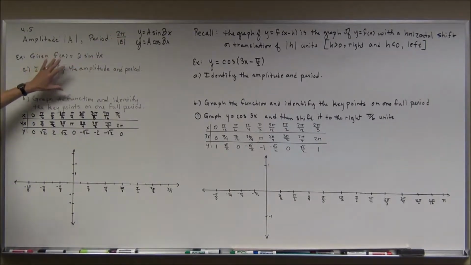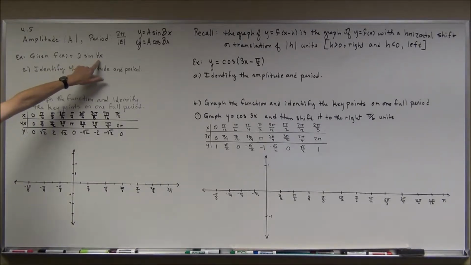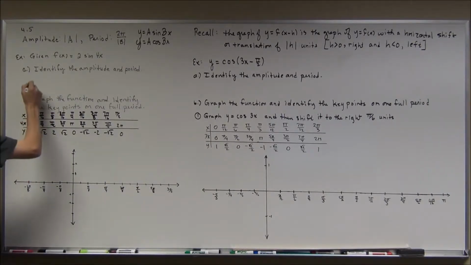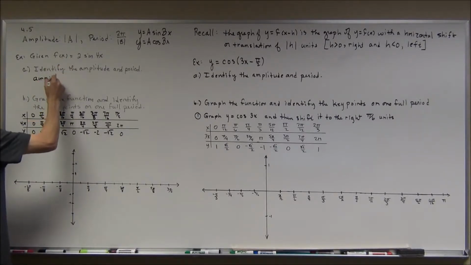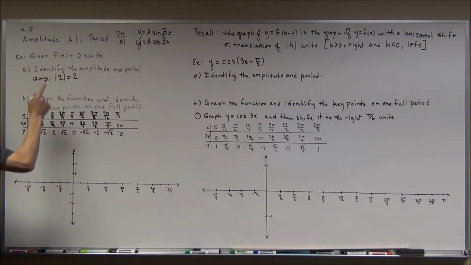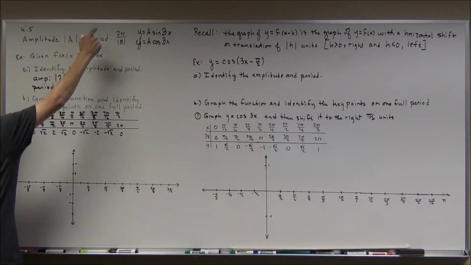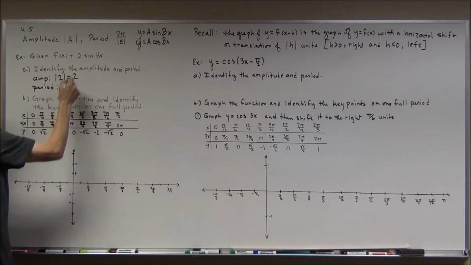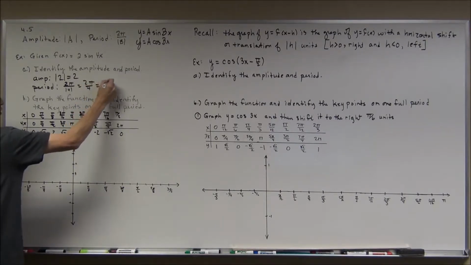And I have an example right here. Given f of x is equal to 2 times the sine of 4x. In this case, a is 2 and b is 4. We're asked to identify the amplitude and the period. Well, the amplitude would be the absolute value of 2, which is 2. And the period, the fundamental period of this function, would be 2 pi divided by the absolute value of 4, which is 2 pi over 4, which is pi over 2.